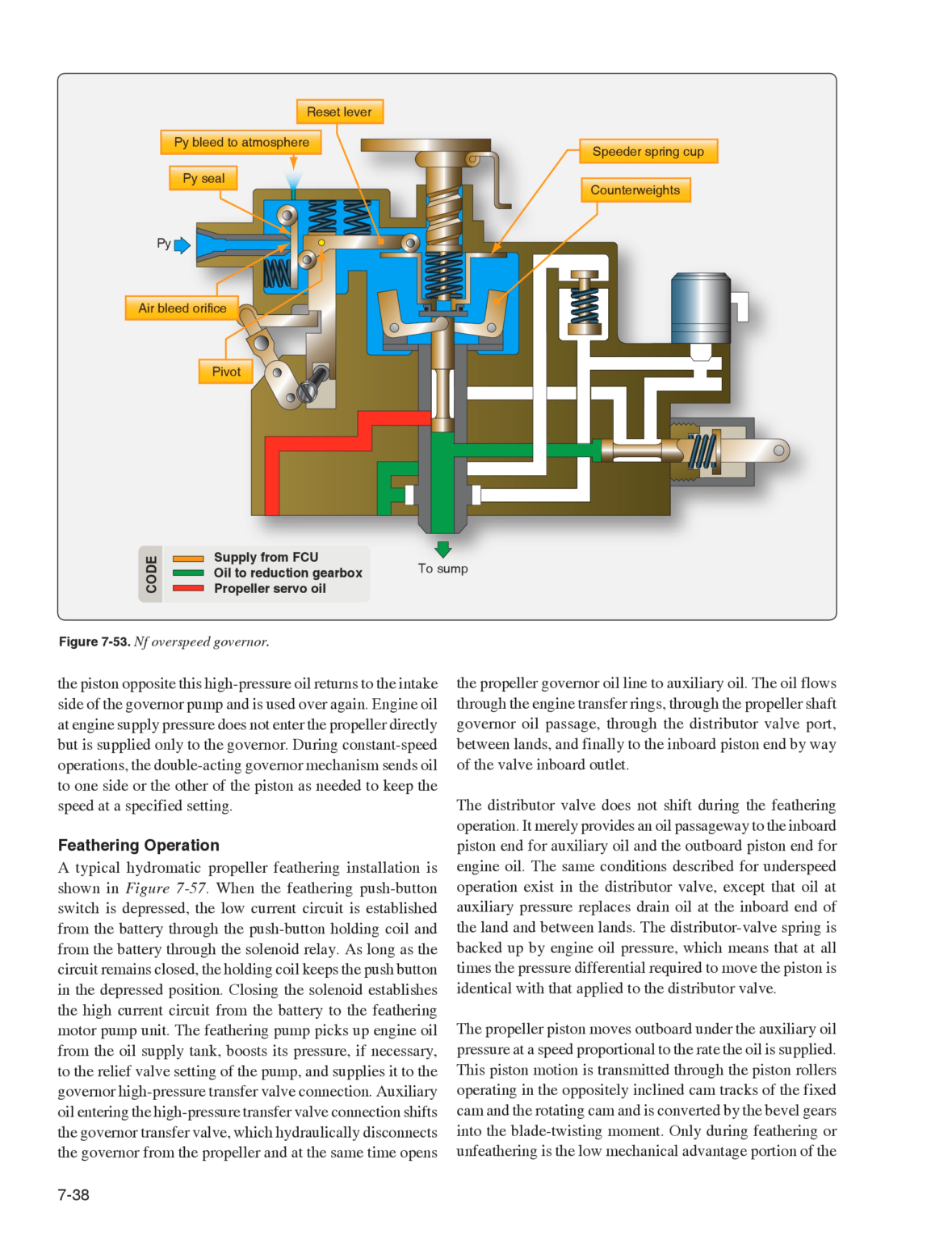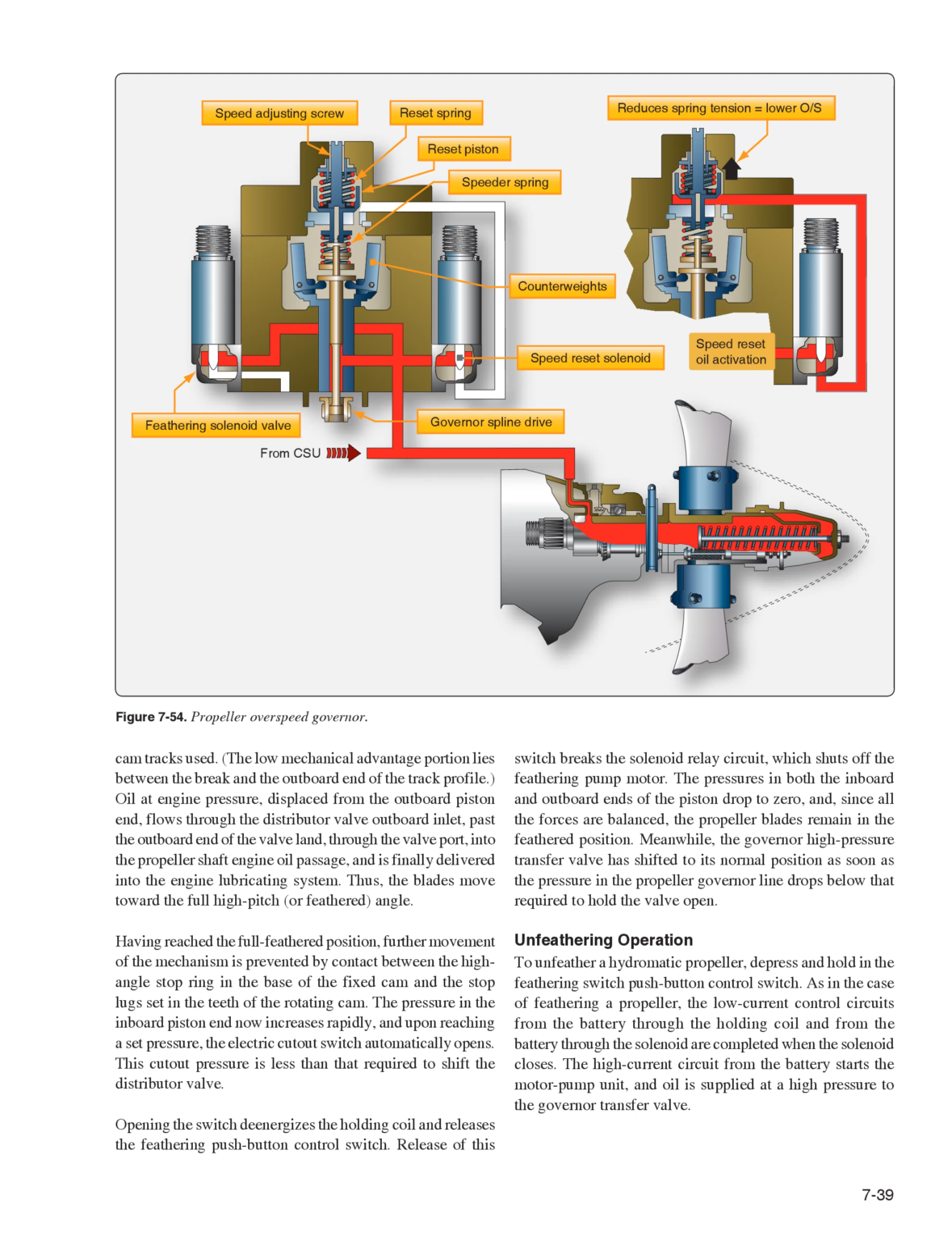The propeller piston moves outboard under the auxiliary oil pressure at a speed proportional to the rate the oil is supplied. This piston motion is transmitted through the piston rollers operating in the oppositely inclined cam tracks of the fixed cam and the rotating cam and is converted by the bevel gears into the blade twisting moment. Only during feathering or unfeathering is the low mechanical advantage portion of the cam tracks used. The low mechanical advantage portion lies between the brake and the outboard end of the track profile.